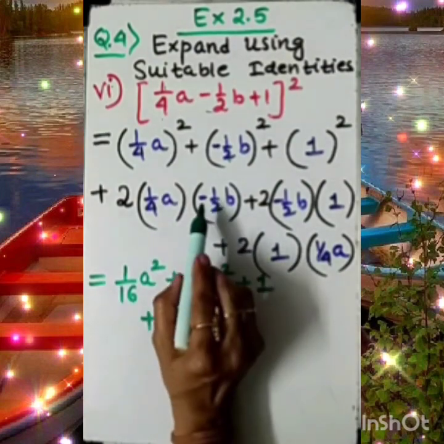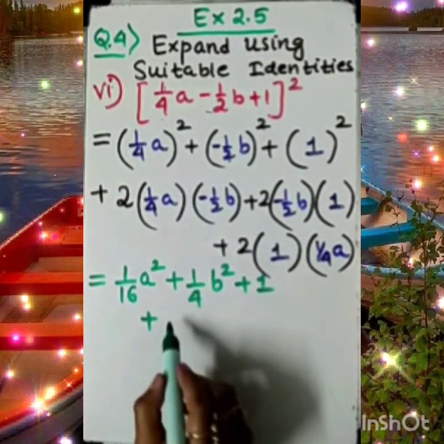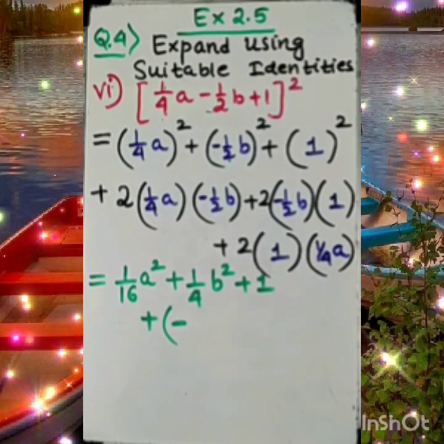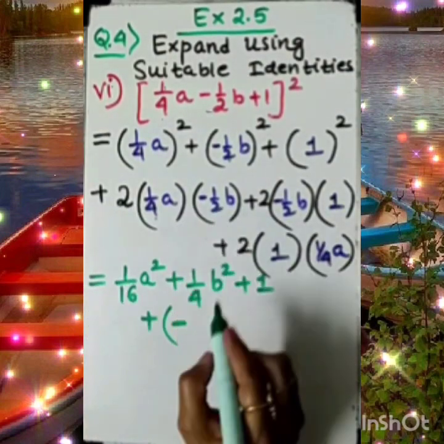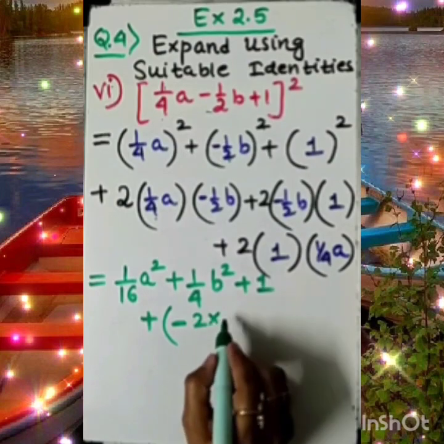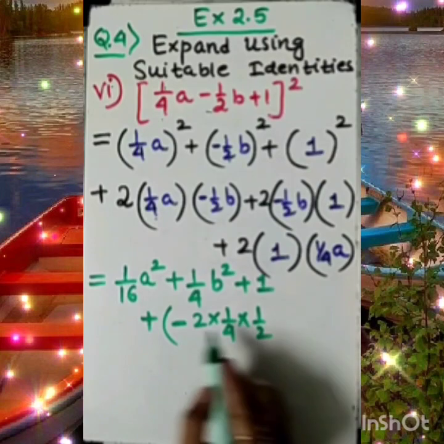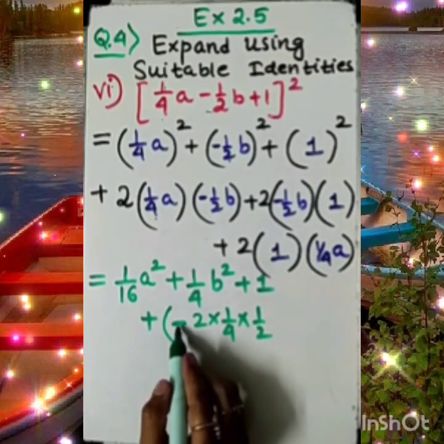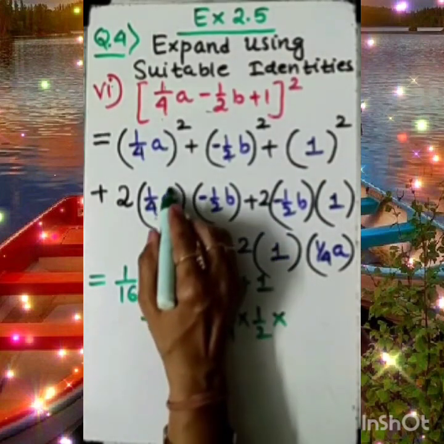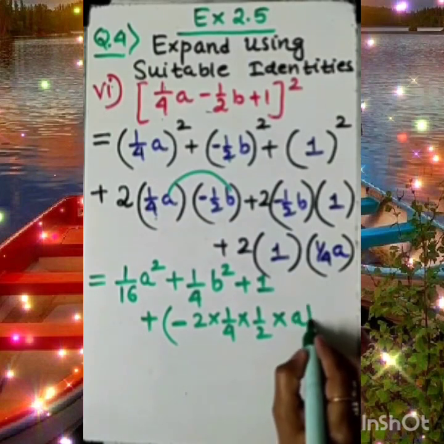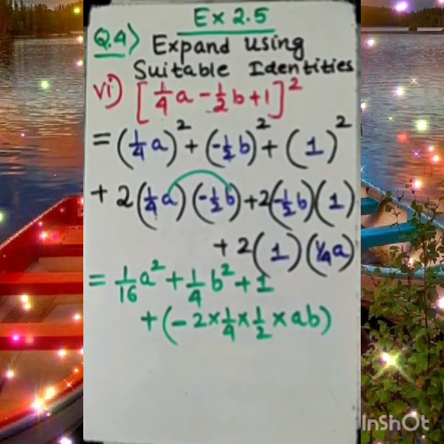Let's think about this thing. As one of the terms is negative, I am writing here it will be negative. Fine? Now think over this thing only. Which numbers are numerical here? Let's note down. 2 into 1 by 4 into 1 by 2. As minus already I have written one time, into a into b is all this variable parts. I am writing it as it is.